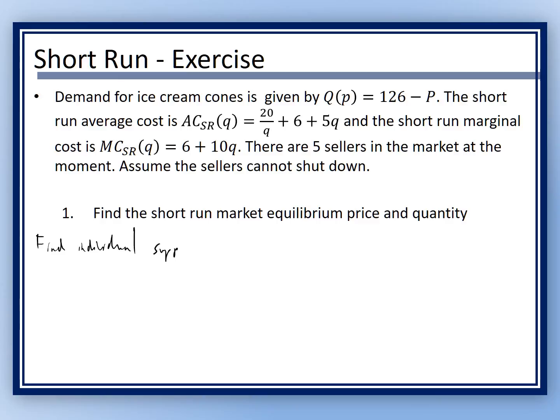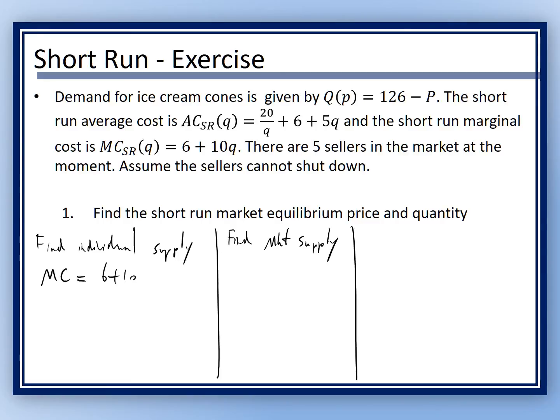You need to find the individual supply, and then you find the market supply, and then you find the equilibrium. So let's first start with the individual supply. You are given marginal cost equals 6 plus 10Q, and 2 weeks ago, when we talked about production, we argued that marginal cost equals the supply curve. Marginal cost is the supply curve.